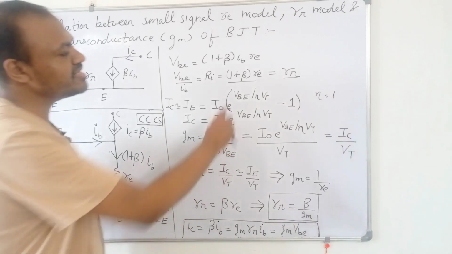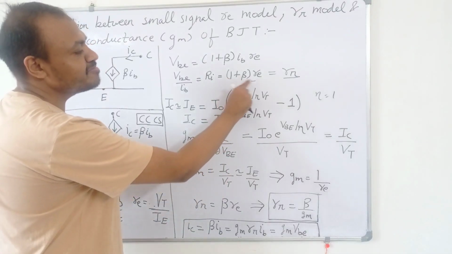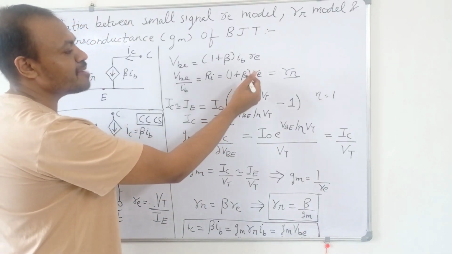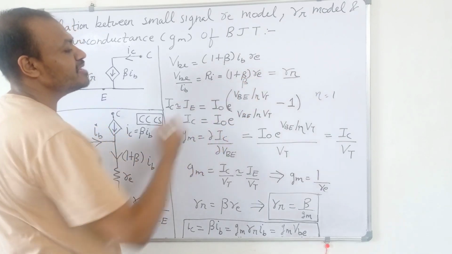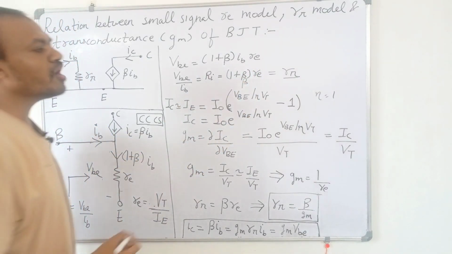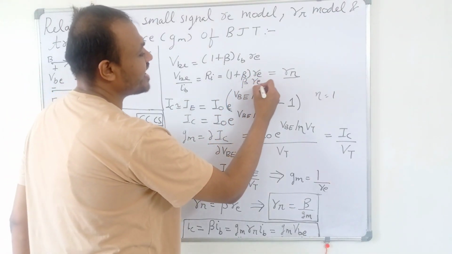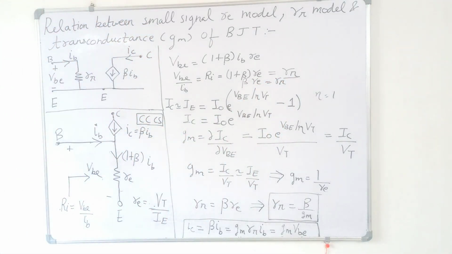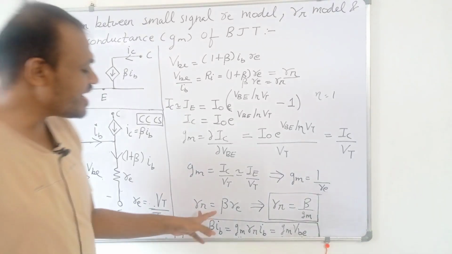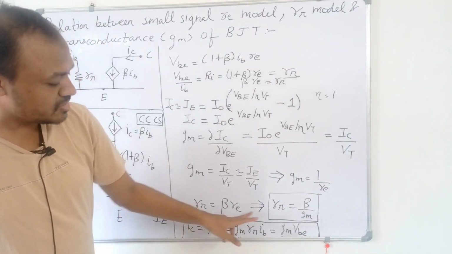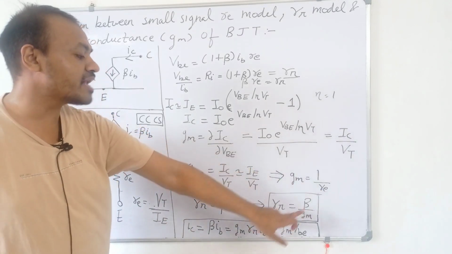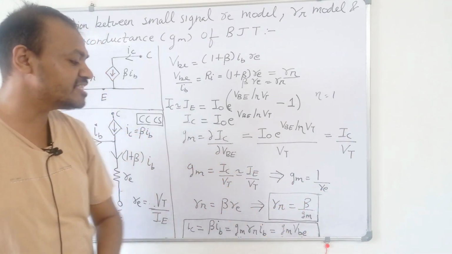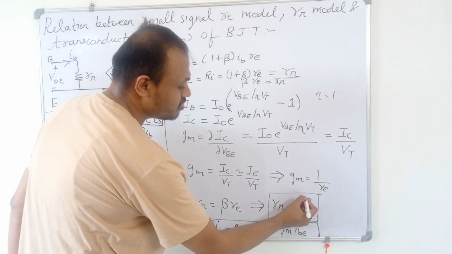And from this equation, we can say r pi equals (1 plus beta) re. So (1 plus beta) can be approximately equal to beta, because beta is much greater than 1. So r pi is equal to beta re. Putting in the value, r pi equals beta re and gm equals 1 upon re. So r pi equals beta upon gm, or we can say beta equals gm r pi.